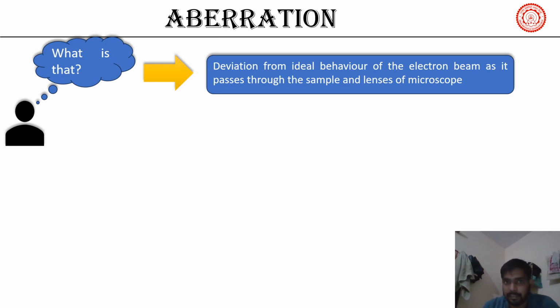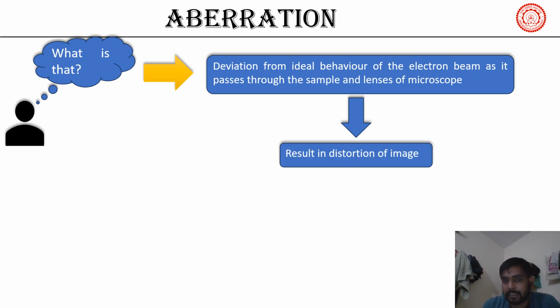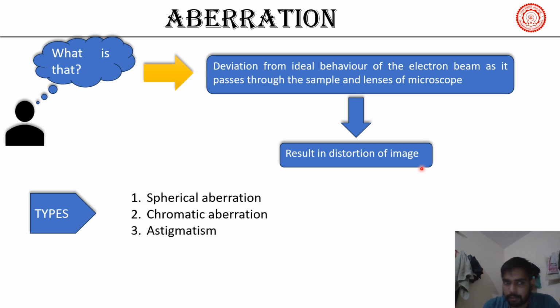So this is basically the definition of aberration. Now, what is the impact of aberration? It results in distortion of images. Coming to the next question, there are three types of aberration: spherical aberration, chromatic aberration, and astigmatism.